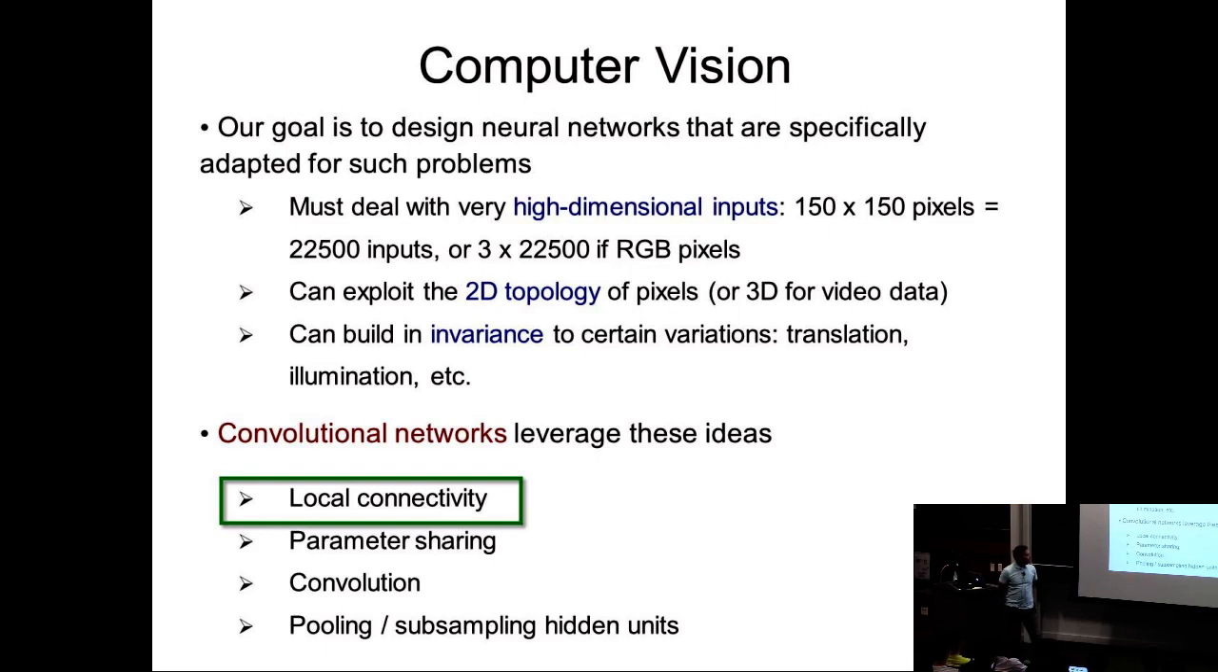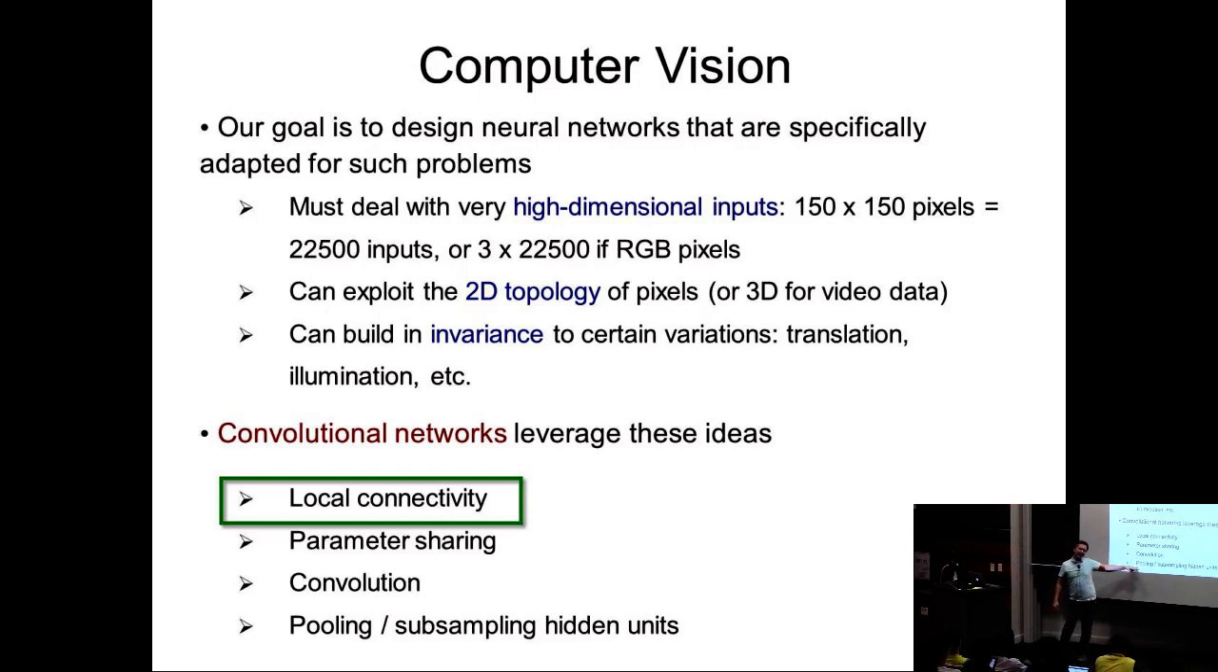So convolutional neural networks leverage these ideas, and they do it by using, in this case, 4 different concepts. One is local connectivity. Second is parameter sharing. Third is convolution. And fourth is pooling and subsampling, right? So we'll see some examples of these.